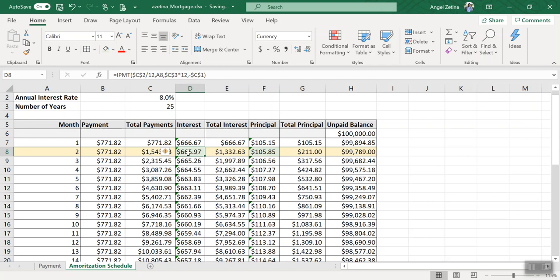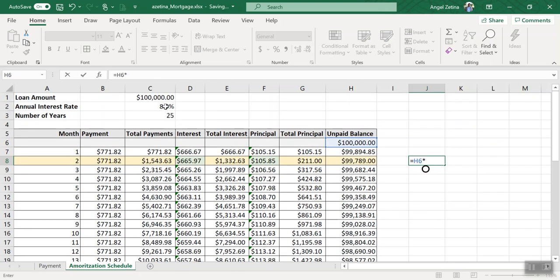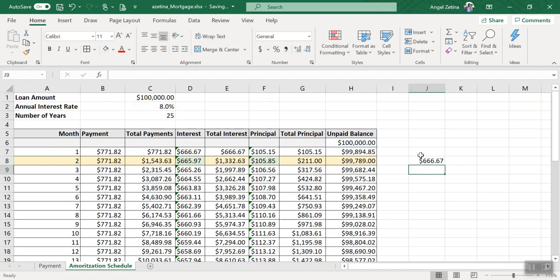Generally, to get the interest, we would take, so let me just show it to you here, the unpaid balance and multiply it by the interest rate per conversion period. So it's going to be the 8% divided by 12. So notice that that gives me the same amount. See here? So this is the same as this here.